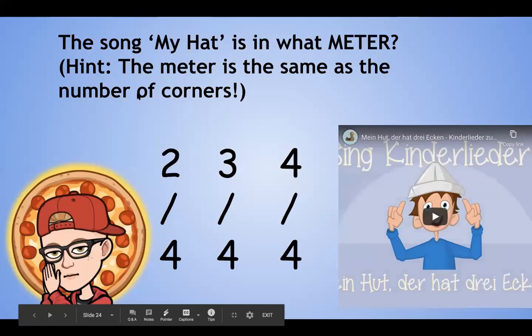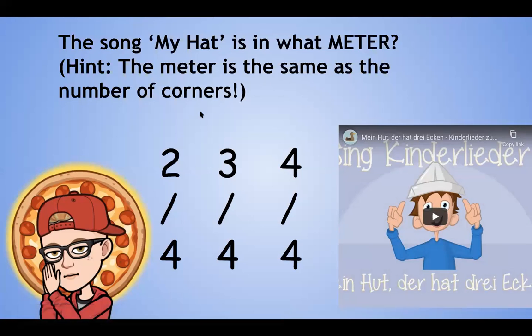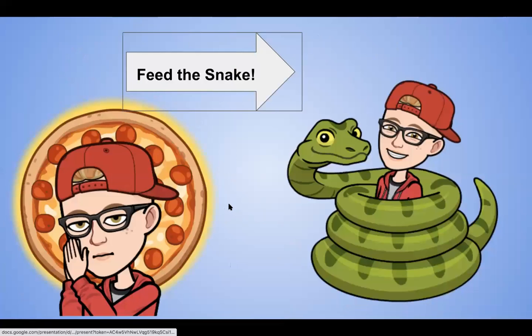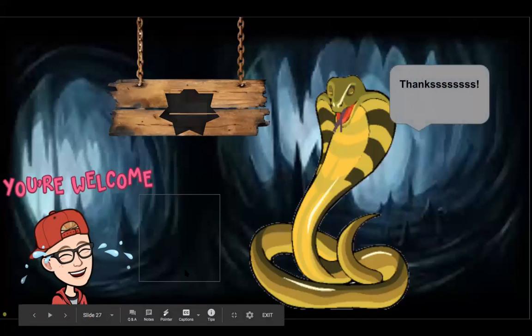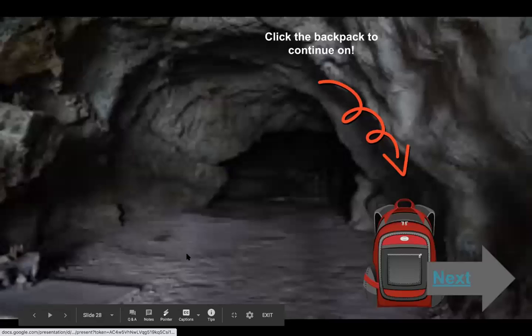Answer his question. The song My Hat is in what meter? The meter is the same as the number of corners. We hit 3, 4. Feed the snake. Thanks. You're welcome. The arrow fades in.